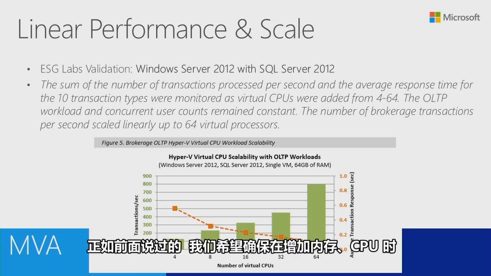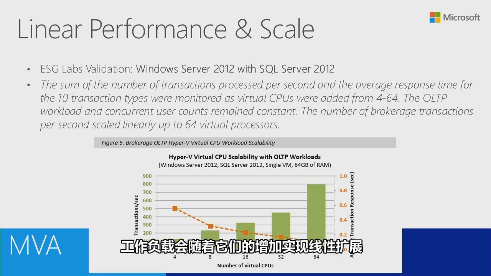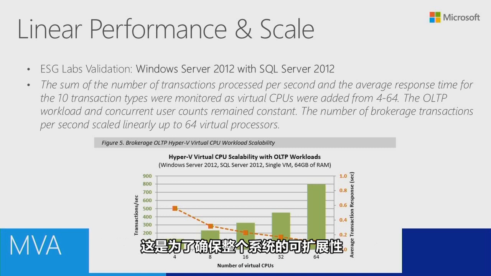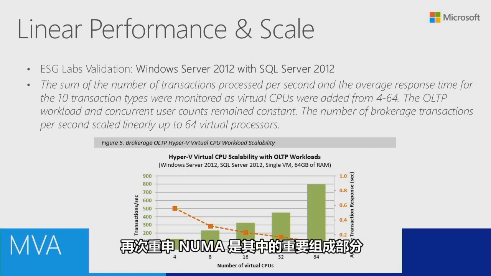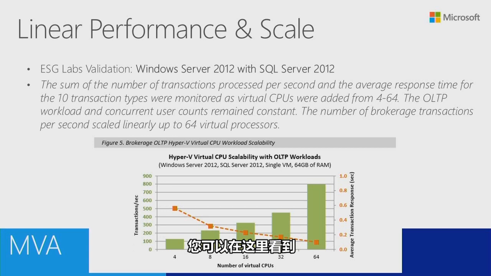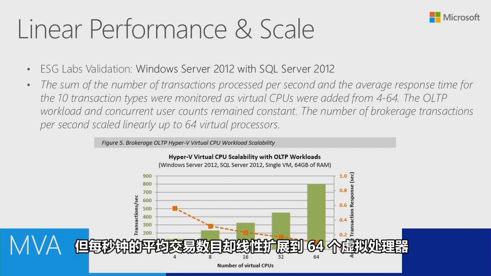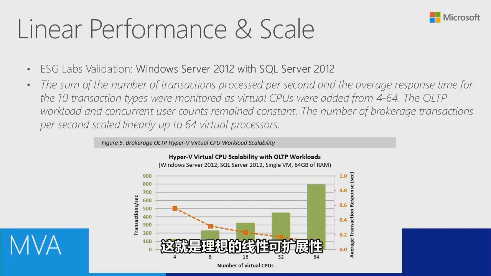Because like I mentioned earlier, we want to make sure that as you add more memory and more CPUs, you want that performance to scale linearly as you add. And again, just adding more virtual processors wouldn't do it. It was making sure that we looked at the entire system in its totality, and again, NUMA was a big part of that. You can see here that as the OLTP workload and concurrent user counts remain constant, the number of brokerage transactions per second scaled linearly up to 64 virtual procs. This is what ideal linear scalability looks like. So we're very proud of this, and I urge you to take a look at this from ESG Labs.